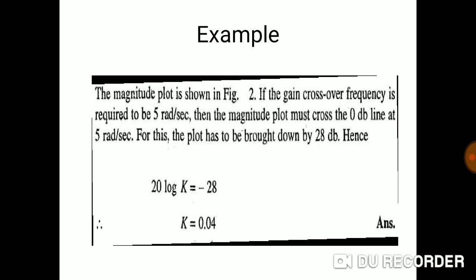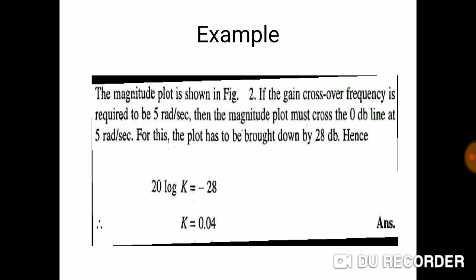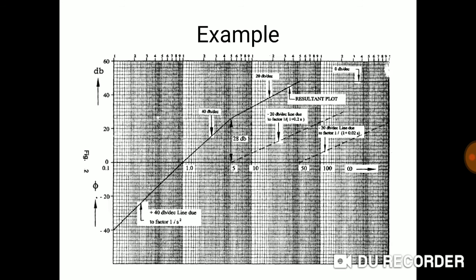Then the magnitude plot is shown in the figure. We'll see the figure. This is the magnitude plot, and wherever it crosses the 0 dB, we can draw the gain margin and the phase margin. If the gain crossover frequency is required to be 5 radian per second, then it must cross the 0 dB line at 5, but here for this plot it passes down by 20 dB. Therefore 20 log k is equal to minus 20. It means k is equal to 0.04.